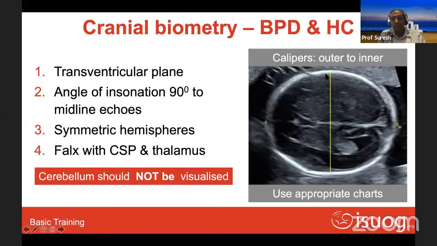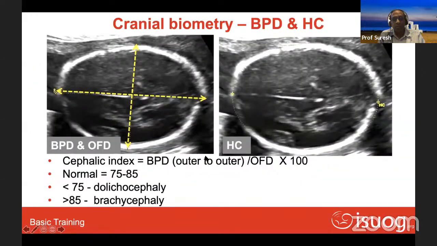You measure BPD outer to inner, and if you want to use the head circumference, the occipital frontal diameter is taken from outer to outer, and then the head circumference can be used. You can use an ellipse to go through the head circumference, and that's the outermost circumference that is taken.